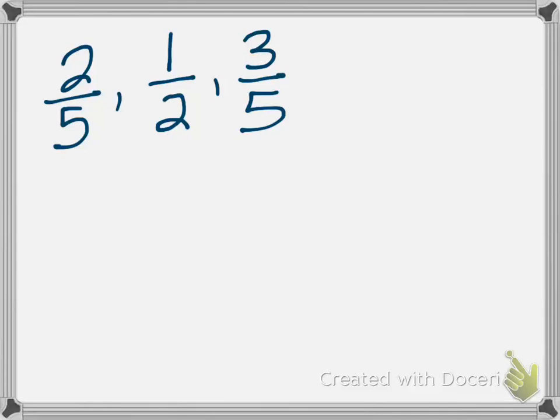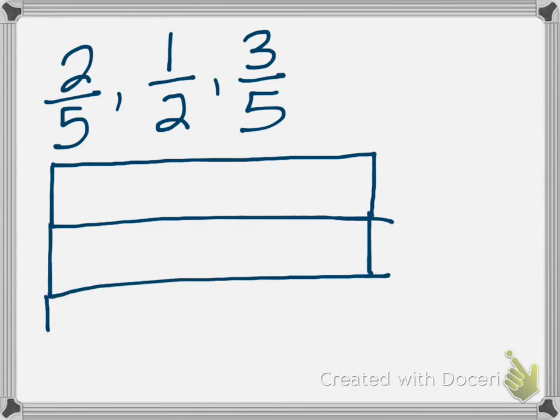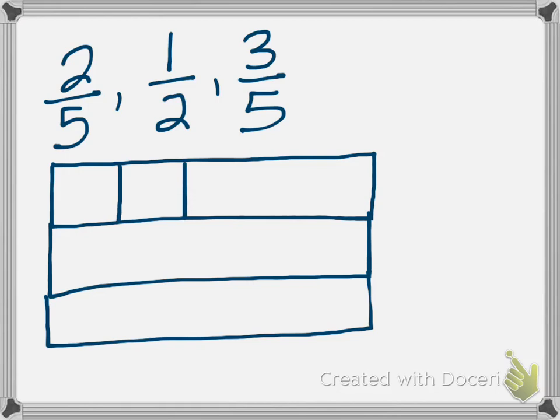Suppose I have these fractions, 2/5, 1/2, and 3/5. I can compare them by first just looking at a drawing of them. I'm going to draw three boxes that are the exact same length. That makes it just a little bit easier to look at them. The first box I'm going to divide into fifths. So 1, 2, 3, 4, and 5 sections. And I'm going to color in 2 of the boxes.